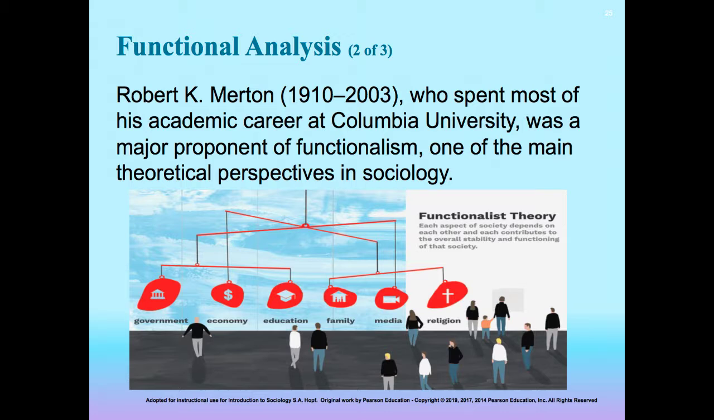Functionalist theory assumes that things are a certain way because they benefit society. Robert Merton thought that functionalism was the best theory for understanding society.